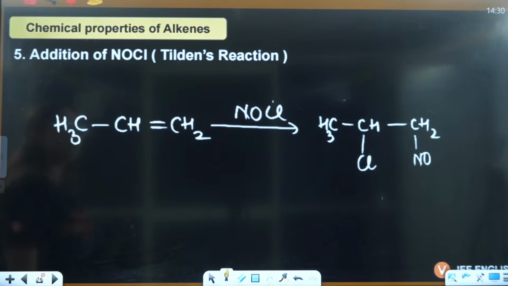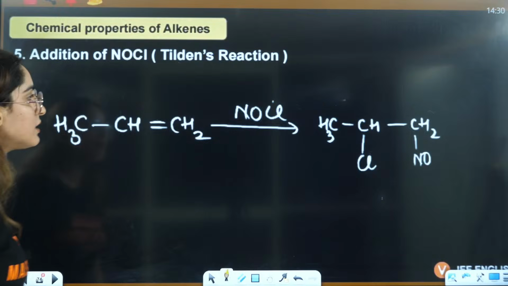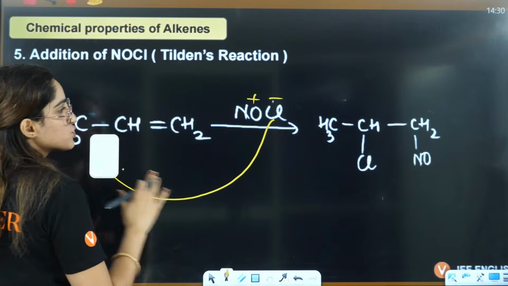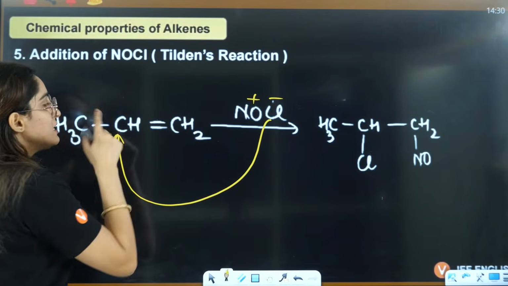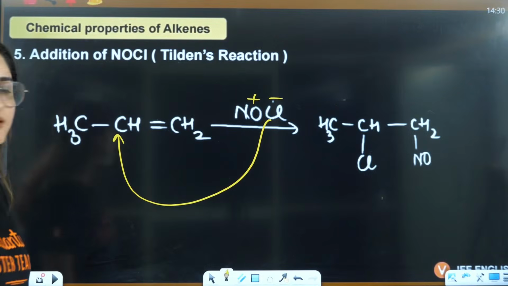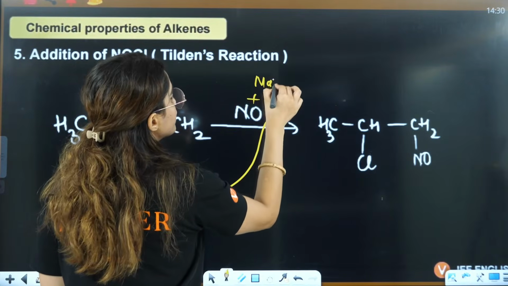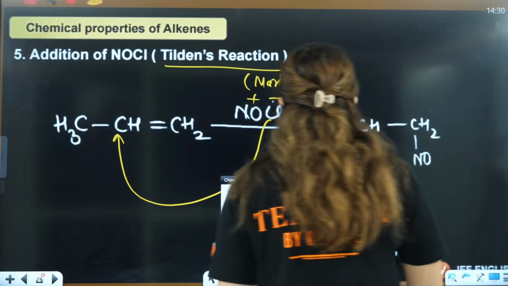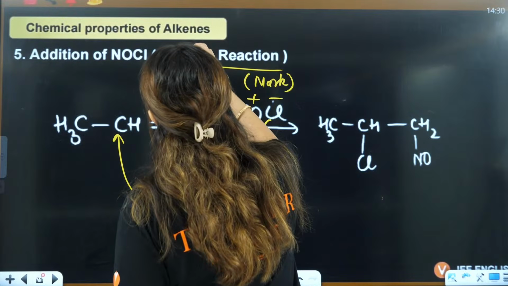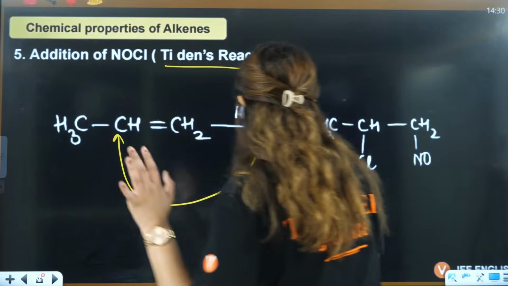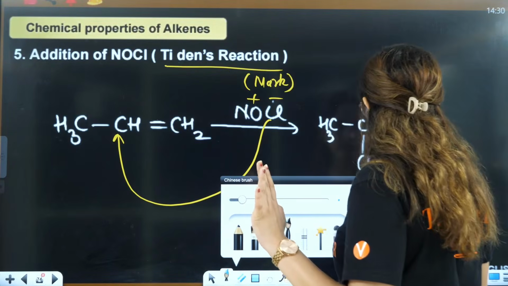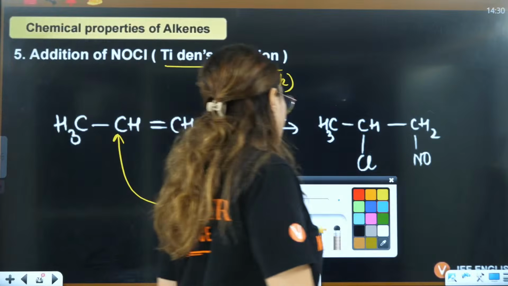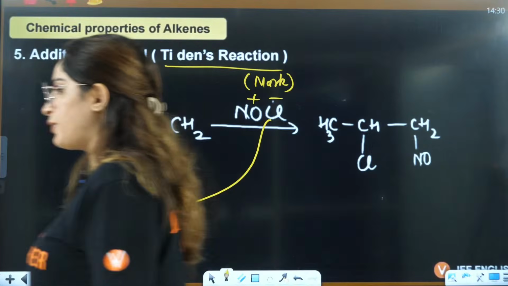Addition of NOCl, again you will have the same thing. This is NO positive, Cl negative. The negative part is attached to the carbon with fewer hydrogens. Again it is Markovnikov rule. Now this is called Tidden's reaction, not Tilden, it's Tidden's reaction, where you have the addition of NOCl. These are some small reactions that are not there in your NCERT. If you are a NEET aspirant, you can avoid this, but I would advise you to do this, right? JEE aspirants, definitely you have to do this.